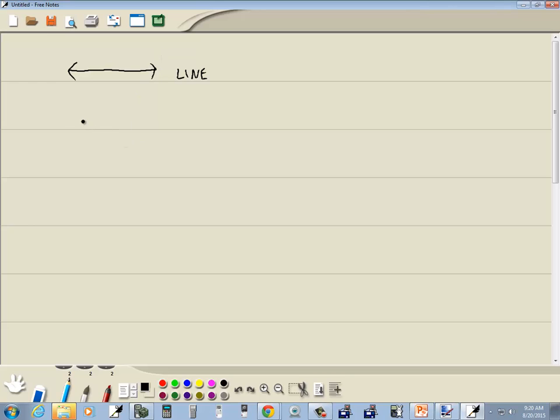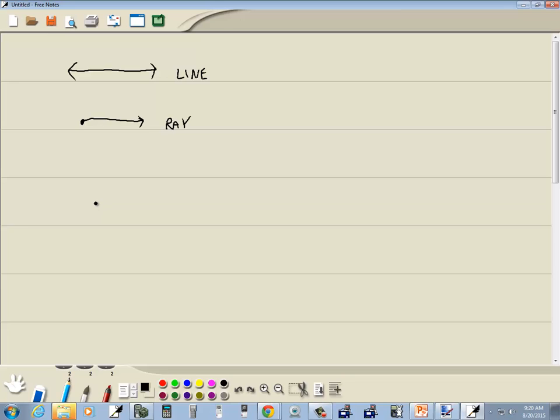Now, when you just go from a point and then you go forever in this direction, this changes. It's no longer a line. This is called a ray, sometimes called a half line. Now, this right here is our initial point, and then we can create an angle by rotating this ray.